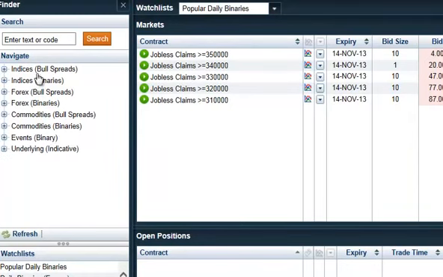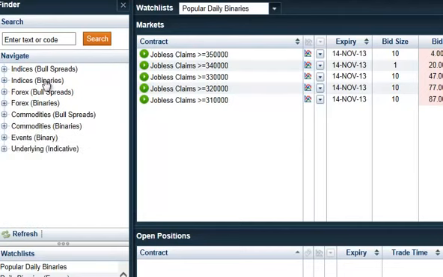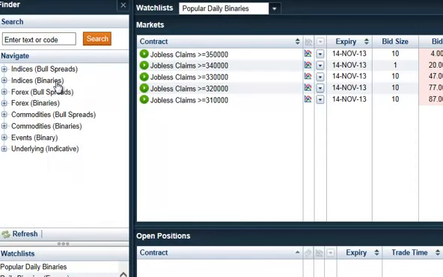Me personally, I stick with the indices and the forex for the most part. I do trade some commodities, crude oil and gold as well from time to time, but for the most part I stick with indices and forex. So there's many different options here for binaries. I think that's 25, 30 different instruments to trade, and then if you break it down by hourly or daily and so forth, you have a lot of different options to participate throughout the day and the week for your particular trading. So that's a little bit about the binary side of things.